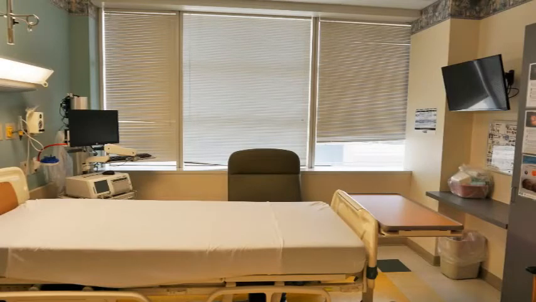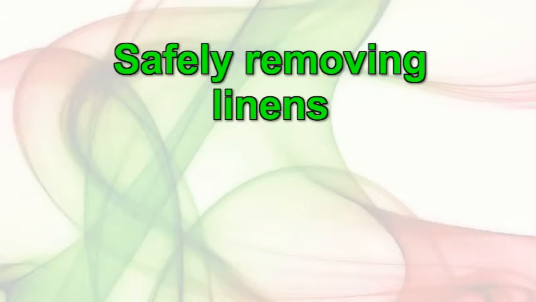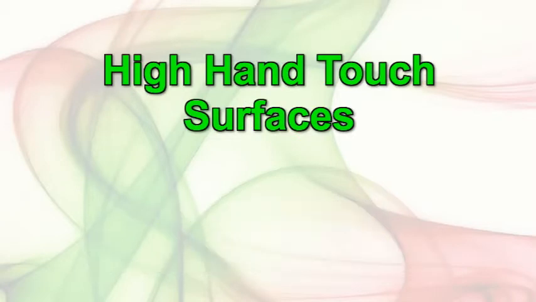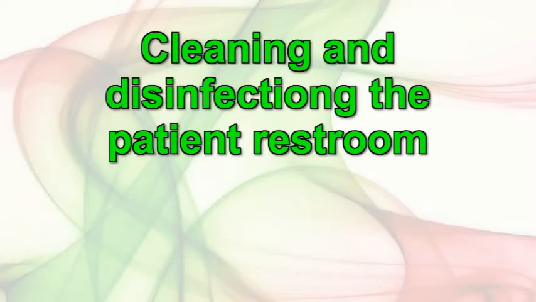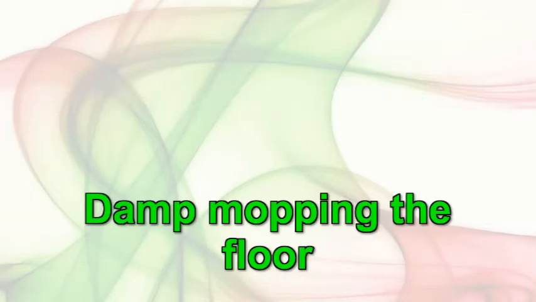A summary of what we will be covering in this training module includes determining the correct personal protective equipment to wear, pre-inspection of the room for planning your work, safely emptying waste containers and removing trash, safely removing linens, such as sheets and towels, followed by training on how to thoroughly disinfect the bed mattress, side frame rails, headboard, and footboard, performing thorough cleaning because this is an empty discharge ISO patient room, disinfecting surfaces, especially what we call high hand touch surfaces, spot cleaning surfaces, cleaning and disinfecting the patient restroom, dust mopping the floor, performing final inspection of the ISO patient room, and finally, damp mopping the floor.